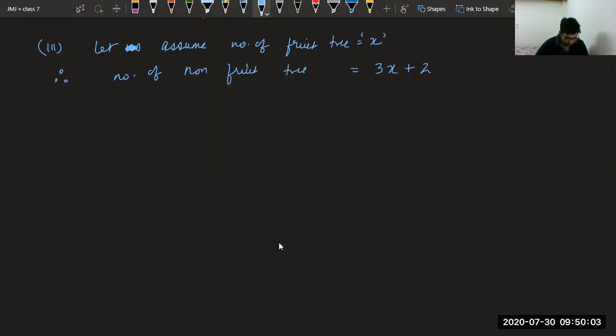Now, given to us, what is the number of fruit trees planted if non-fruit trees are 77? They are giving us non-fruit trees as 77. That means they both are the same thing.